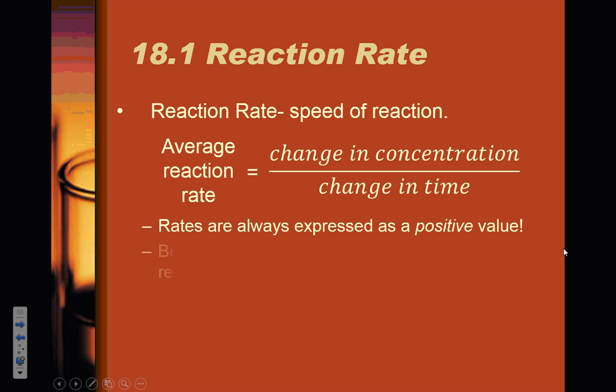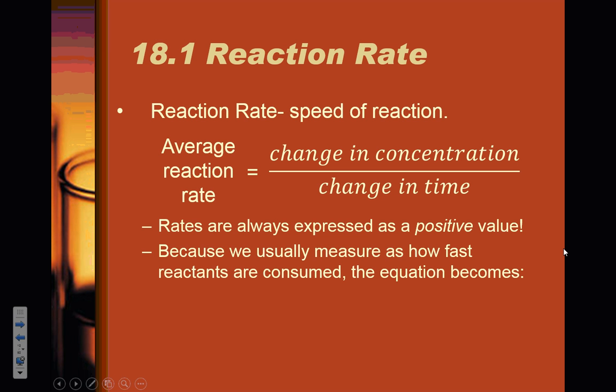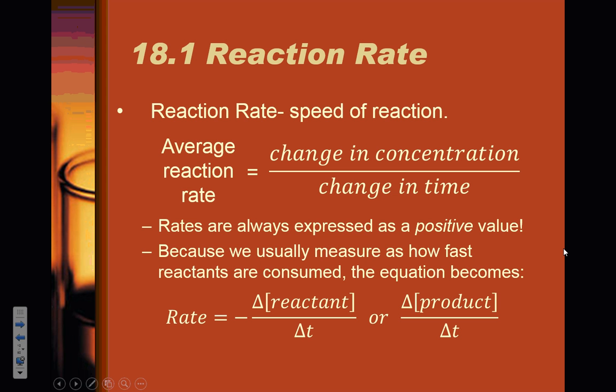So how do we handle that and make it positive? Well, we just multiply by -1. Because we're usually measuring by how fast reactants are consumed, you're often going to have to do this. So in the case of a reactant, if you ignore what's over here for a second, it would be the change in concentration of our reactants over the change in time multiplied by -1. So reactants are going to be going down in concentration. We're going to get a negative value. So to make it positive, we have to multiply by -1. But when we're looking at it from a product point of view, which we sometimes do, not as often as reactants, we're going to get a positive value. So we don't have to multiply by -1 over here.